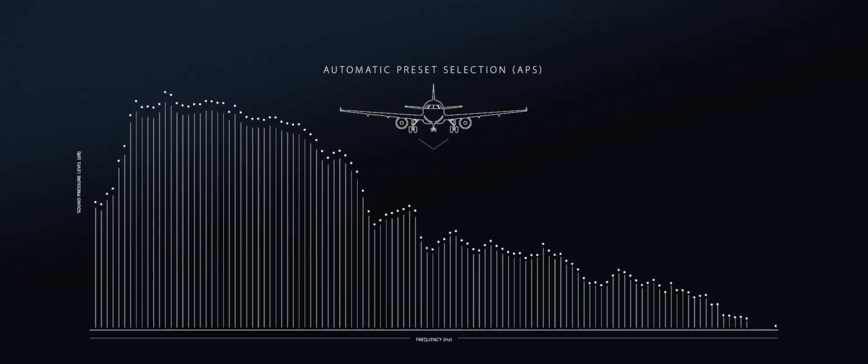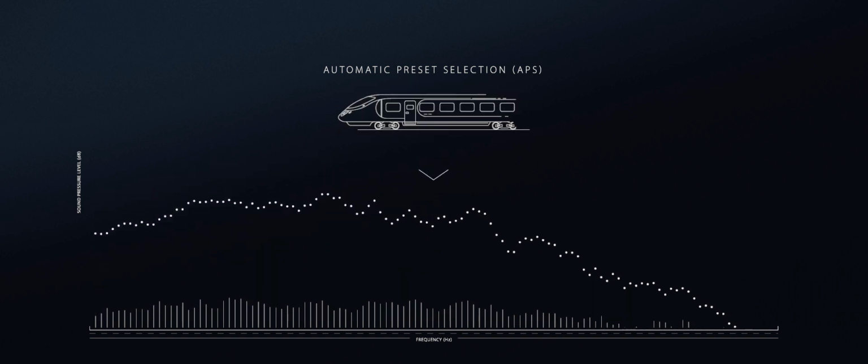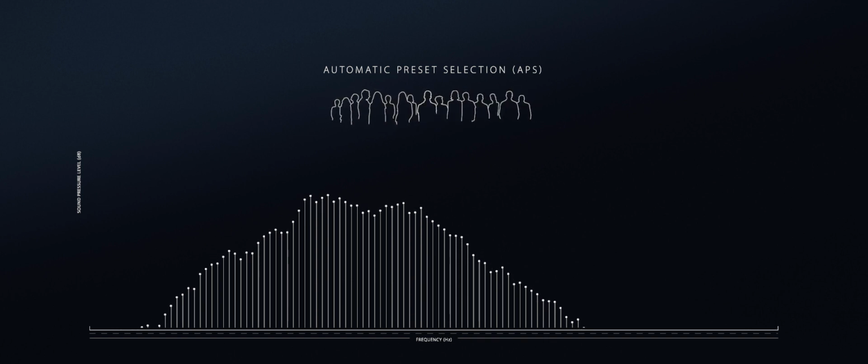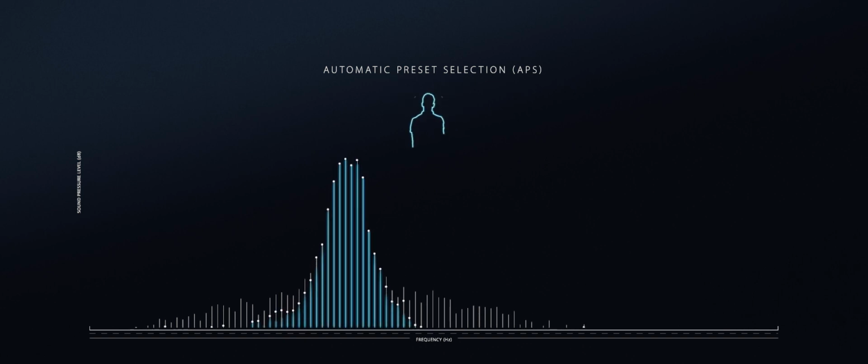The AS3460 features automatic preset selection, a real-time adaptive algorithm that selects the best filter for a particular noise environment. It offers a pass-through mode for environmental awareness that, for example, amplifies speech frequencies.